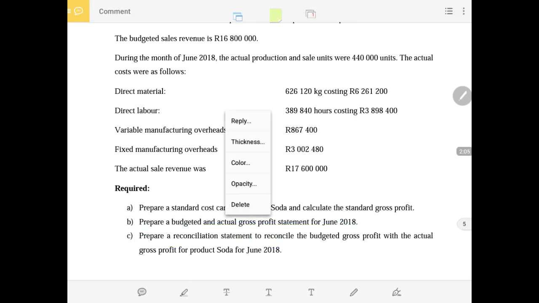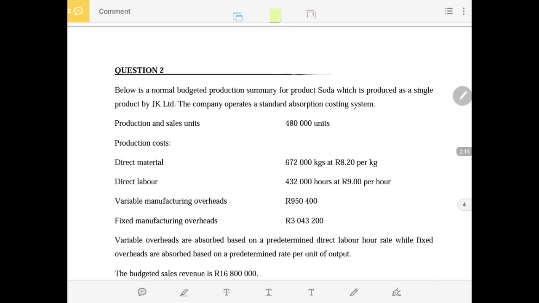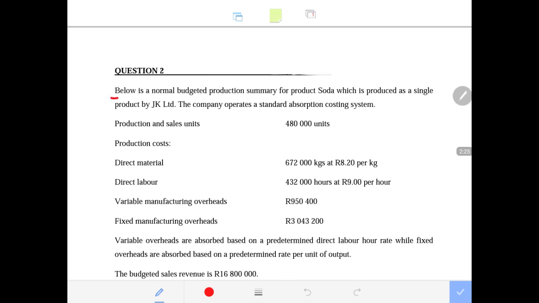So this is what we have at the back of our mind: the standard cost card, the budget and the actual income statement, and the reconciliation of the budget with the actual. Now, the standard cost card is based on the budgeted information that we have, and before I start on that, let me read. Below is a normal budgeted production summary for product soda, which is produced as a single product by JKL Ltd.